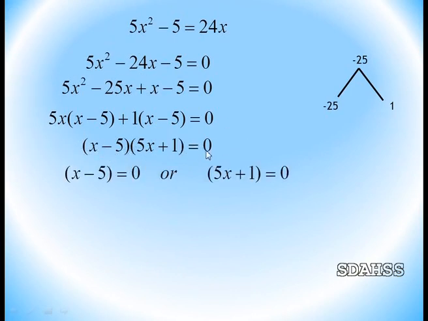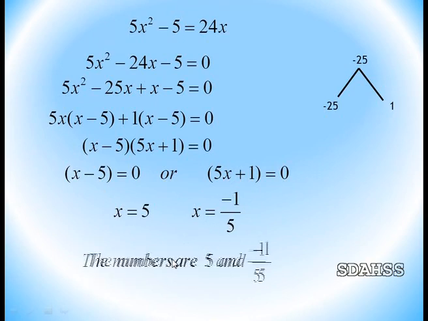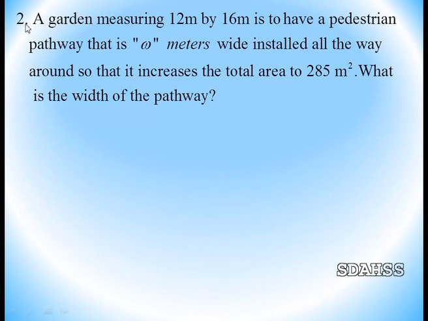First factor equal to 0 or the second factor equal to 0. So x minus 5 equal to 0 or 5x plus 1 equal to 0. So this becomes x is equal to 5 or 5x equal to minus 1. So x is equal to minus 1 by 5. Now the numbers are 5 and minus 1 by 5.